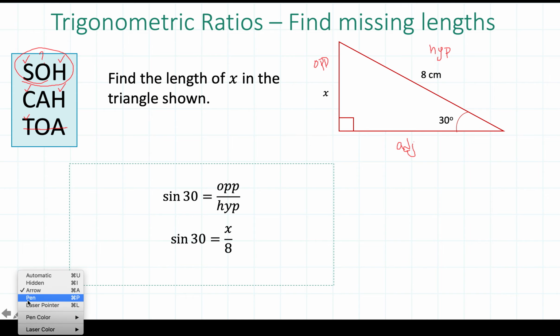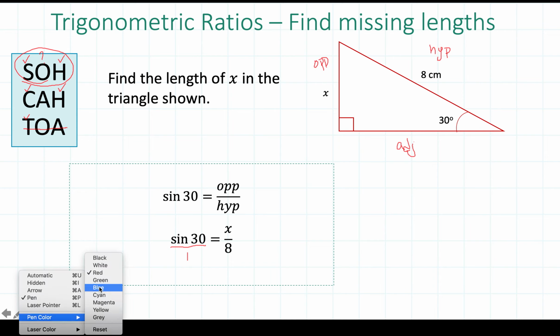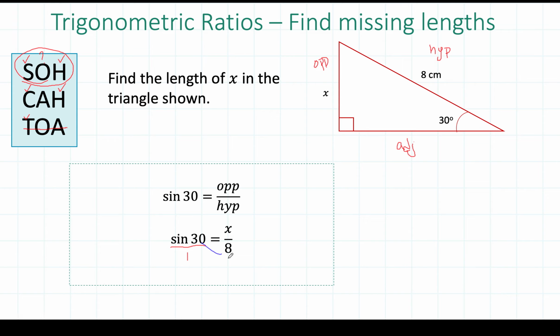And then what you're going to do is cross multiply. So this is over 1. And then what you're going to do is just cross multiply. So you have sine 30 times 8, and then x times 1, and then that will just give you 4 centimeters. And that's the final answer. So pretty easy to use.